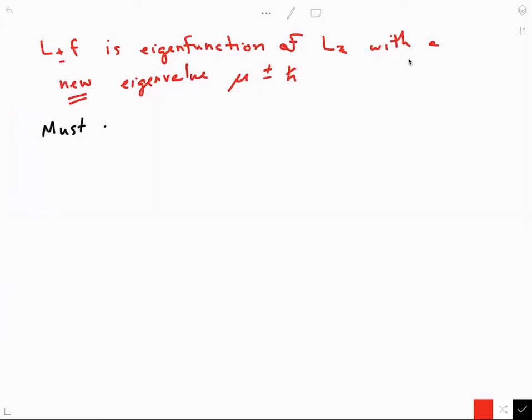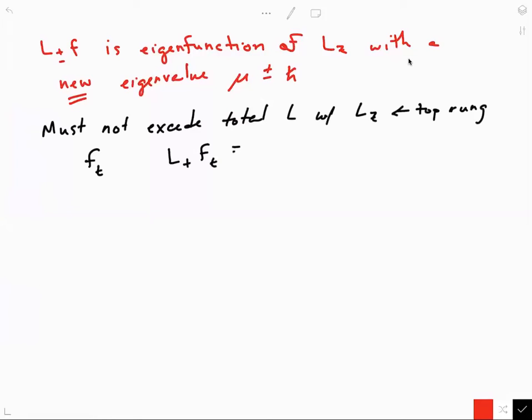We know that we can't exceed our total angular momentum with just the z component. So there's a top rung of our ladder operator, just like there was before. Our top rung, we're going to say, has the eigenfunction ft for the top. And if you try to apply the raising operator once more, you're going to get a 0. Now there's some information in a footnote about this if you want to look into this a little harder.